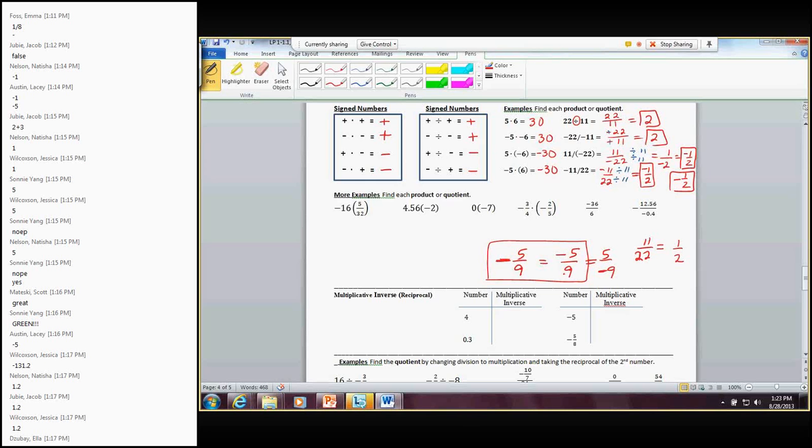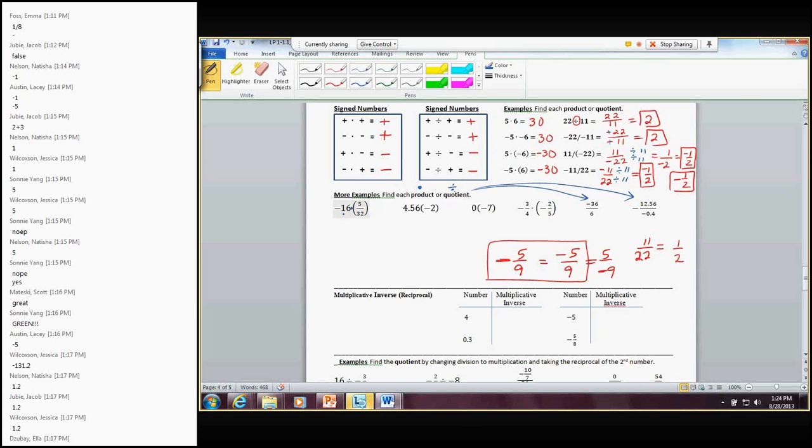All right, and I'll erase this stuff in a minute, but I'll leave it up there for you to look at. Okay, this next little area is asking you to do product means to multiply, and quotient means to divide. So the first four are products. The last two are quotients. You're dividing.